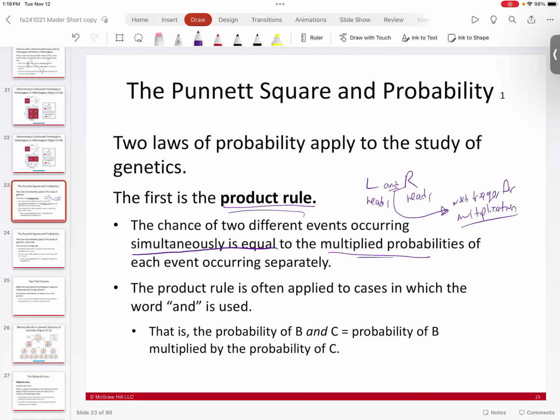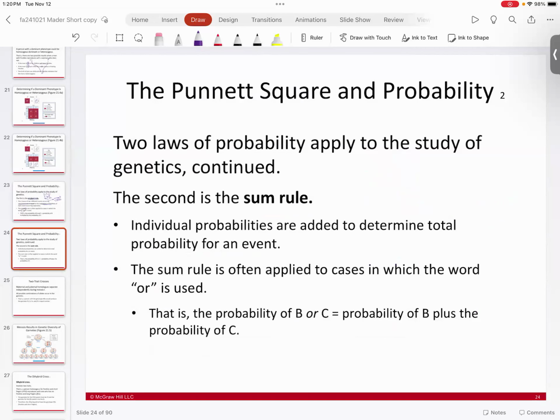So for instance, the probability of flipping a heads in the left hand is 1/2, 50-50. In the right hand, it's also 1/2, 50-50. So what's the probability of flipping a heads in both the right and the left? It's 1/2 times 1/2, which becomes 1/4. So that's the product rule. You use the word "and" as your trigger. So for instance, the probability of an event in A and in C, that multiplies your probability.